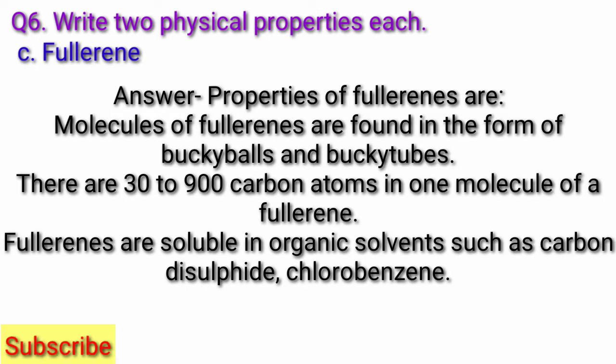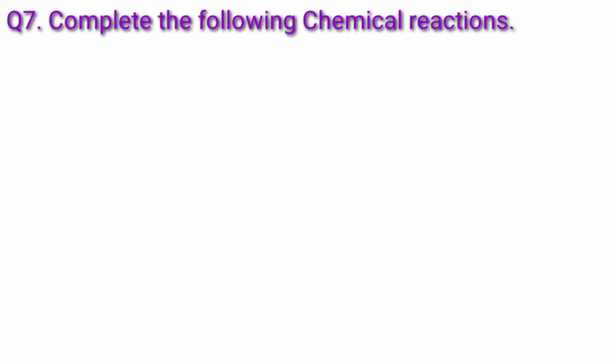Properties of fullerenes are: molecules of fullerenes are found in the form of buckyballs and buckytubes. There are 30 to 900 carbon atoms in one molecule of a fullerene. Fullerenes are soluble in organic solvents such as carbon disulfide and chlorobenzene. Question 7. Complete the following chemical reactions.